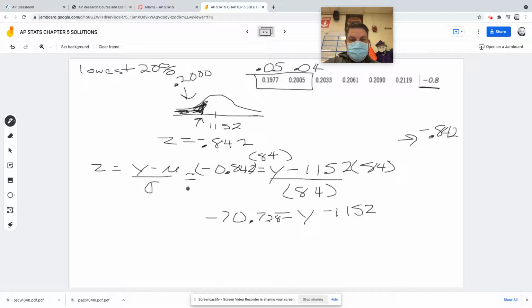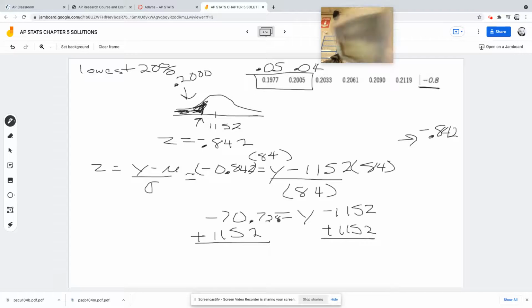So hard to write with this stupid tablet. Plus 1152. I bought this with my own money. This is like a $70 tablet. To get the really good ones that look nice, it's way more money. It's ridiculous.